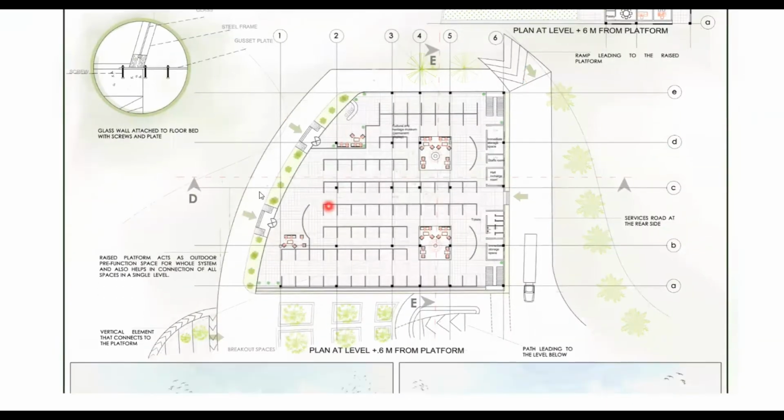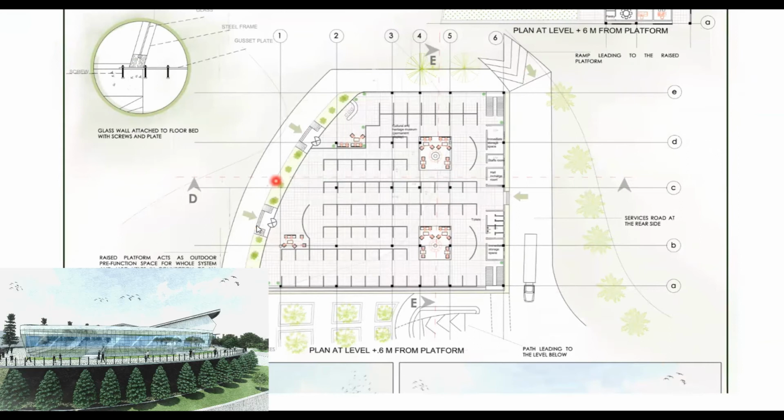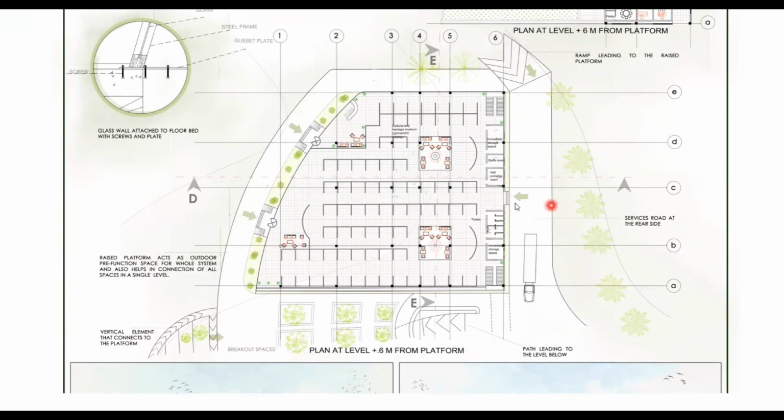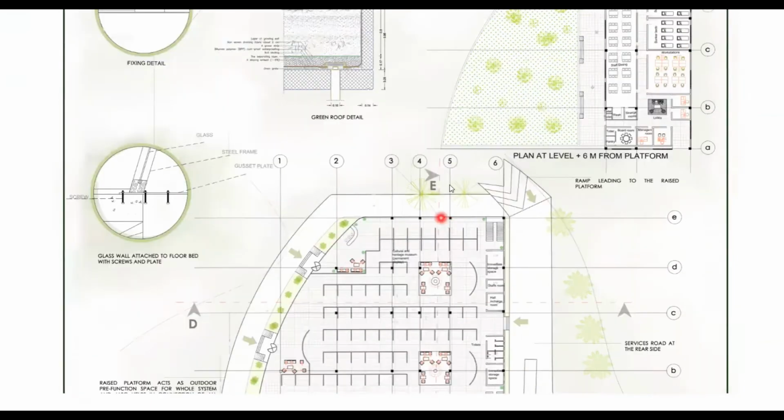And coming to the plan, the first entry is from the raised platform level. 2 entries are provided, and the rear entry is the service entry. And the immediate storage spaces, hall, in charges room, and staff rooms are also provided. And the social interaction space is also provided. And other are the cubicle units where the displays could be placed.